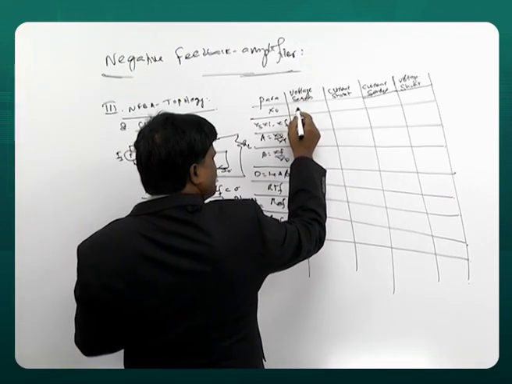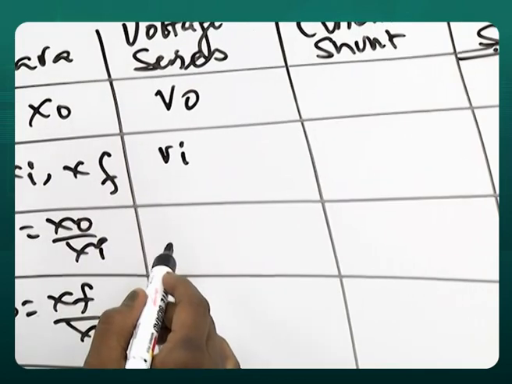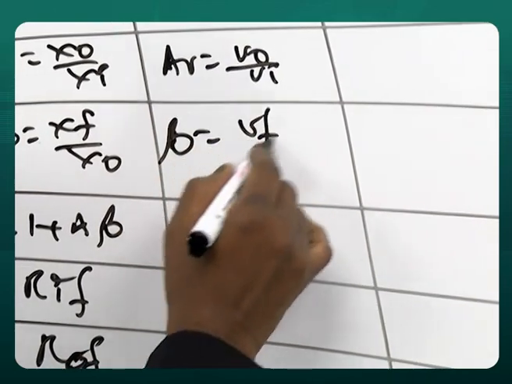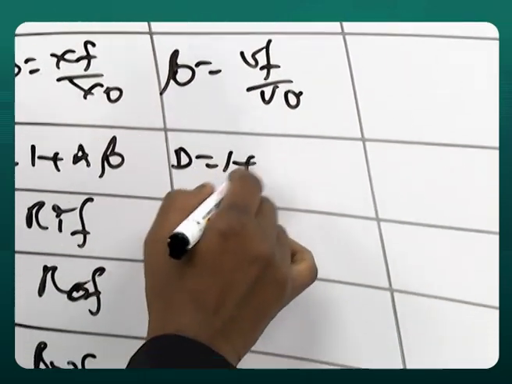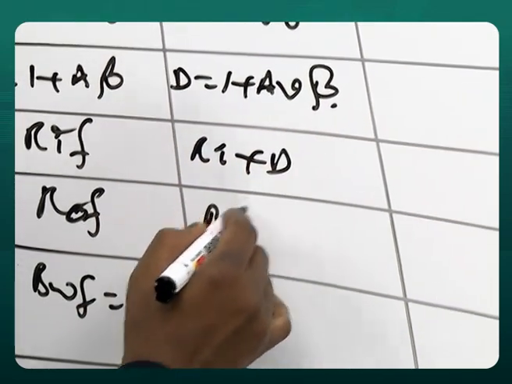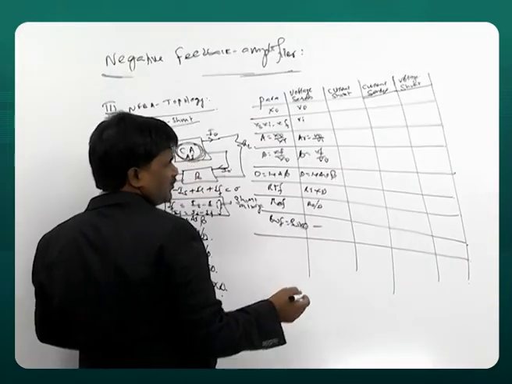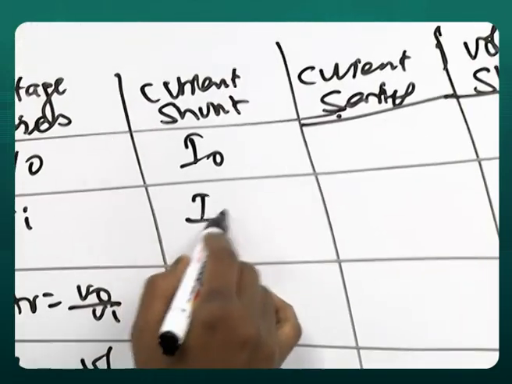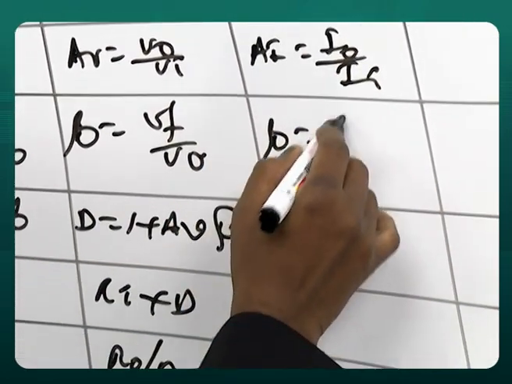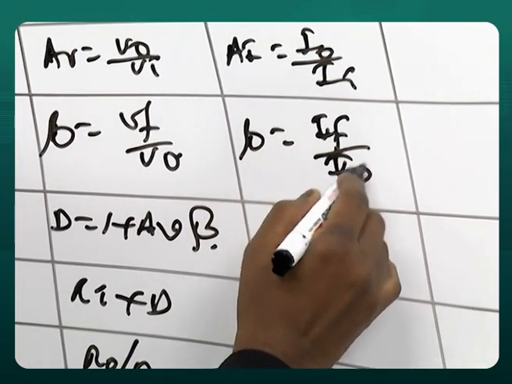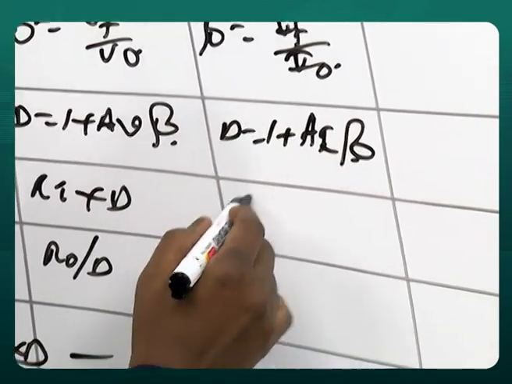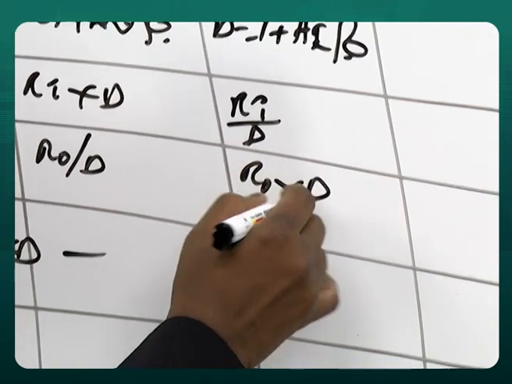What is X0? What does voltage series mean? Output is voltage, input also voltage. V0 by Vi, Vf by V0, AV, beta, Ri into D, R0 by D. This is the same. Output is current, input is current. Current amplifier, IF by I0, AI beta, Ri by D, R0 into D.